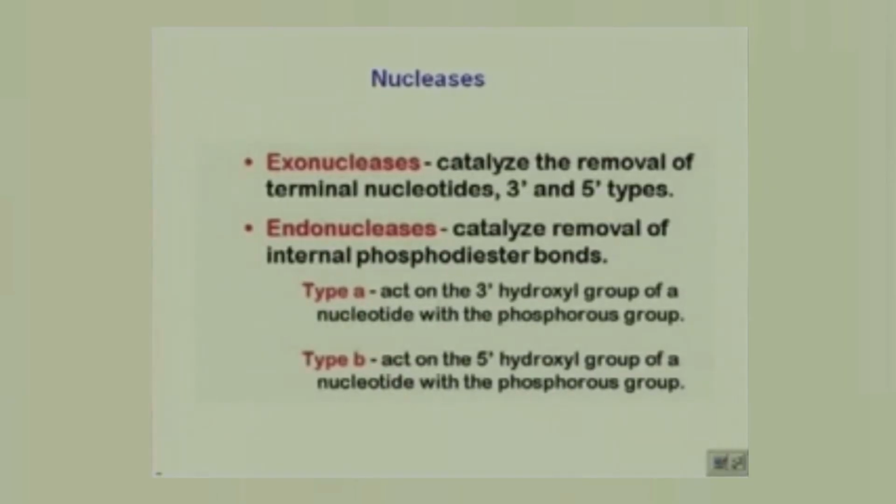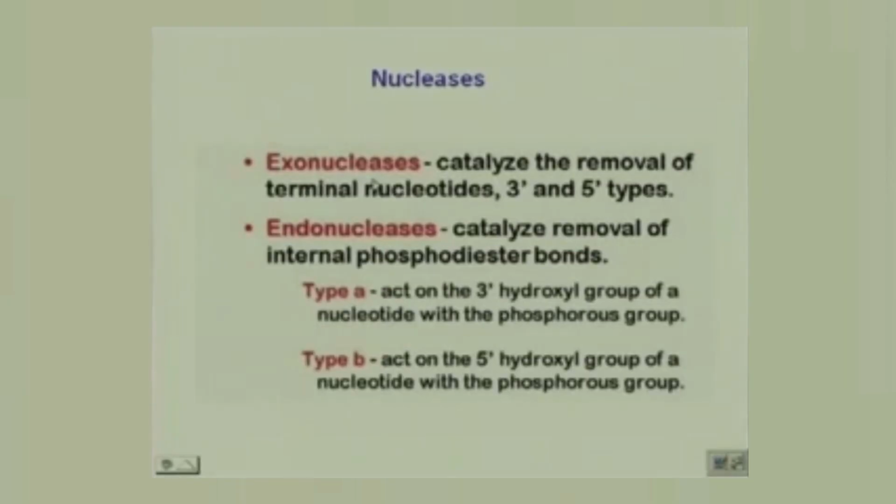Again, you have 2 types there because you have 2 bonds. You can cleave at the 3 prime position or you can cleave at the 5 prime position. If you act on the 3 prime hydroxyl group of a nucleotide, it is type A. If it acts on the 5 prime hydroxyl group, it is type B. Okay? So the two types of nucleases are exonucleases and endonucleases.